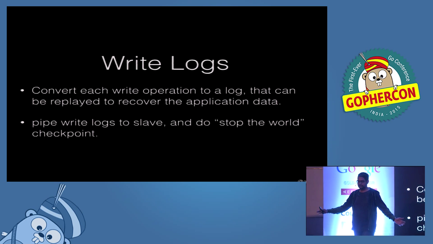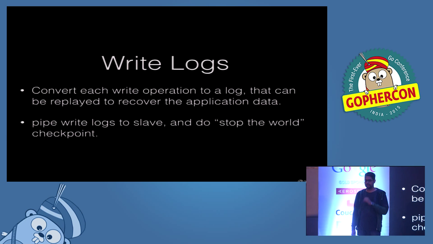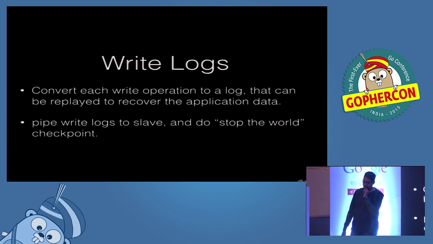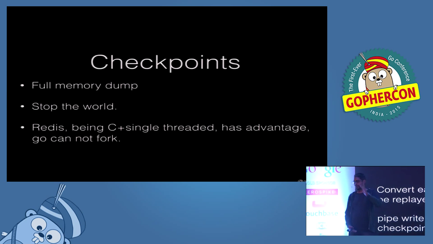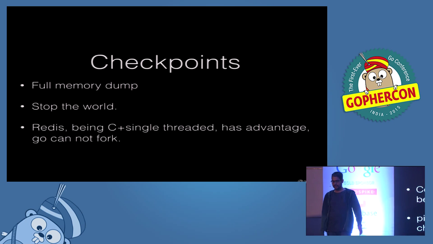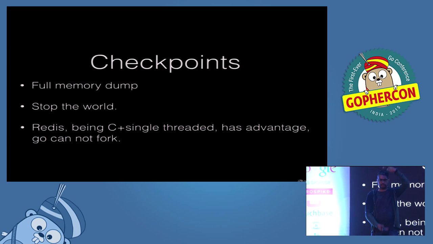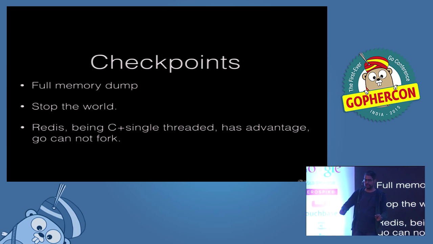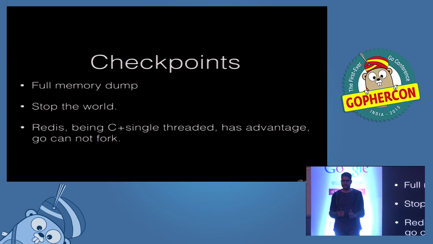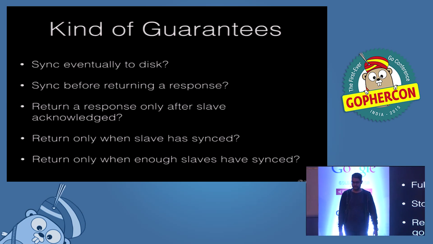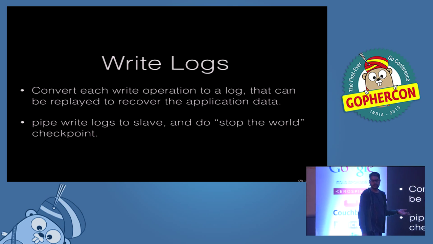So write logs tend to become big, and they're always growing, where your actual data may not be growing at that pace. So what you can do is take the write log, feed it to a slave, and get the slave to do a checkpoint, a full memory dump. So you have some sort of checkpoint, and from this checkpoint onwards, you have a lot of write logs. So you're periodically compressing the write logs by periodically taking checkpoints. This is one of the ways.